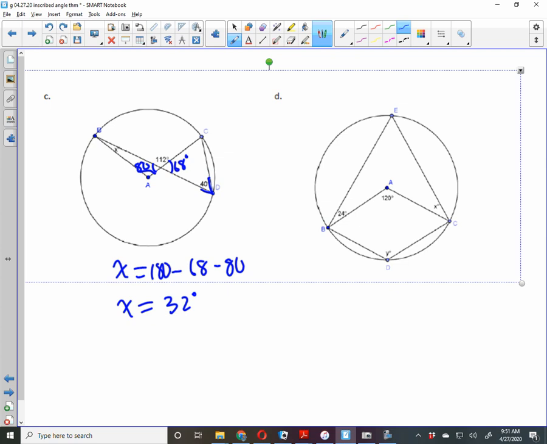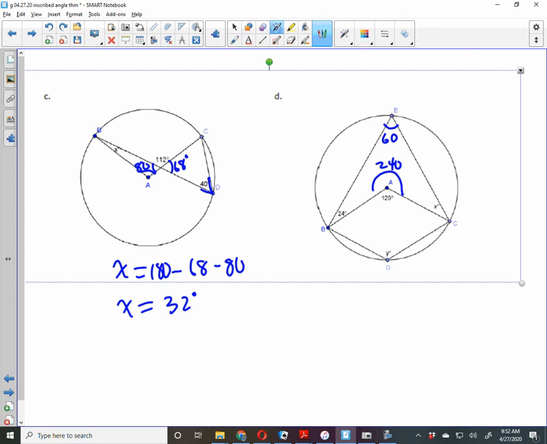For D, we are looking for both x and y here. This could be interesting. The assumption might be that X is also 24, but because we don't have a diameter or anything to verify that, we're going to have to figure that out. Okay. I know that this angle right here going the other way is 240. I don't know if that helps us yet or not. I know that this angle right here is half the central angle, so that's 60.